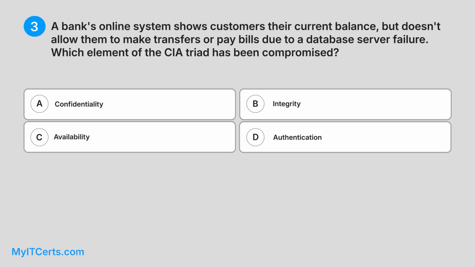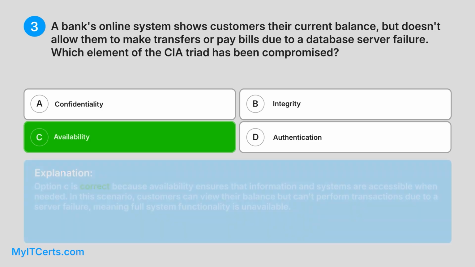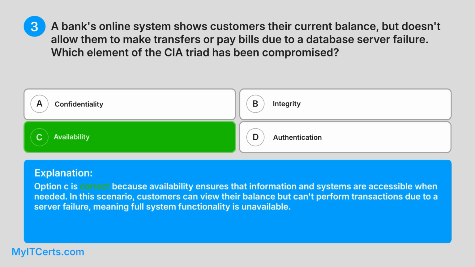Correct answer. C. Availability. Explanation. Option C is correct because availability ensures that information in systems are accessible when needed. In this scenario, customers can view their balance, but can't perform transactions due to a server failure, meaning full system functionality is unavailable.